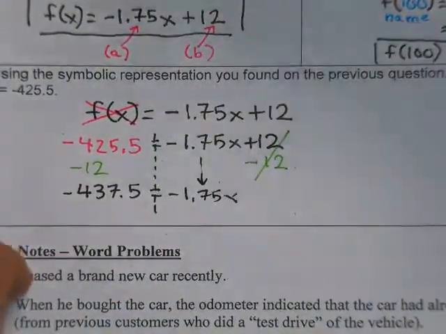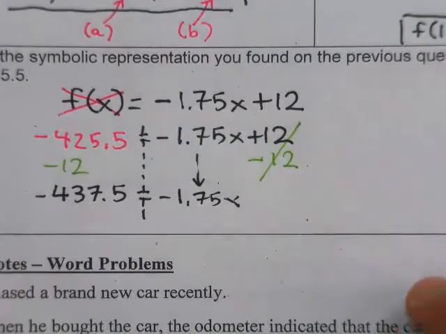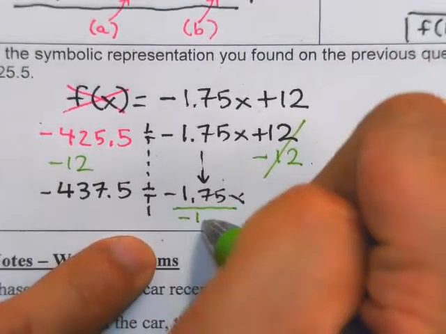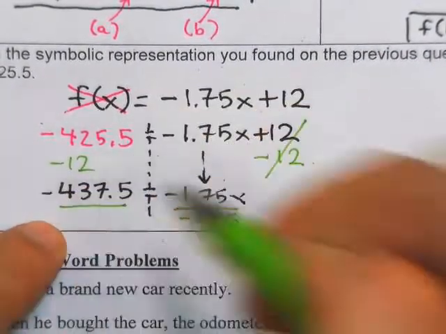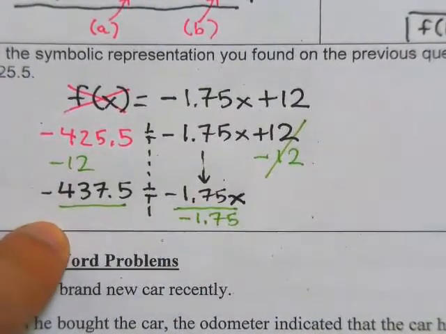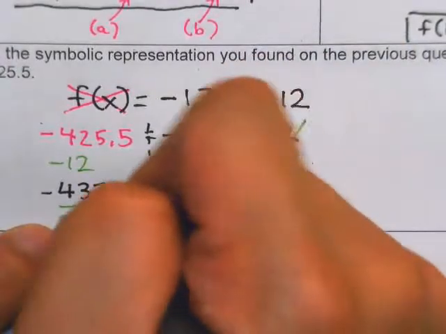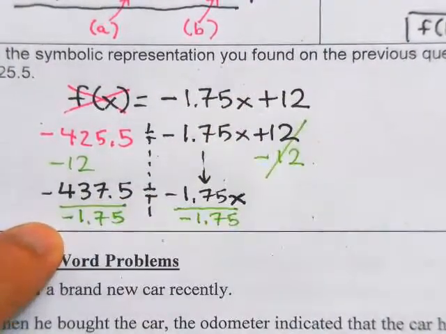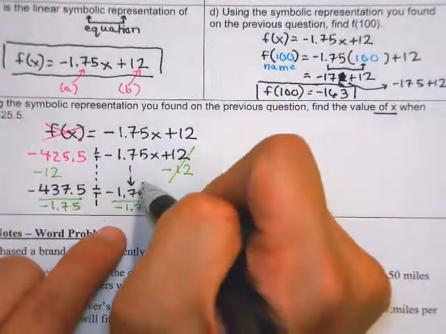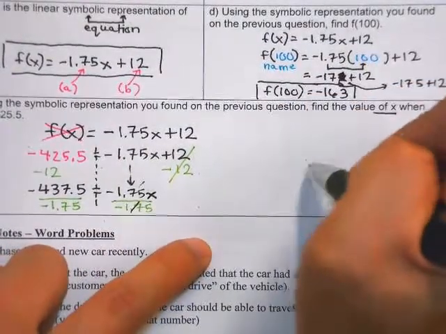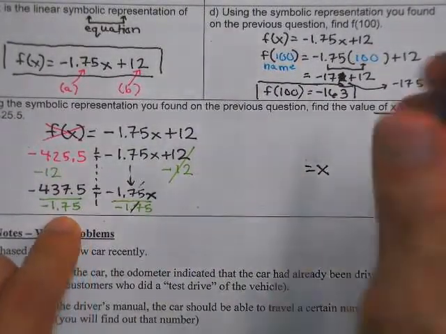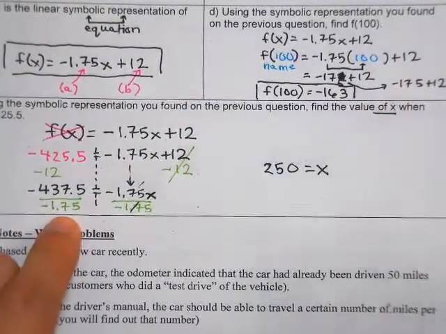One more step, you guys. What are we going to divide both sides by? Negative 1.75. So whatever number is in front of the x, you grab all of that number and divide that on both sides. And can someone do this division over here? What is that? 250? Thank you. 250. Can someone confirm that? It's 250?